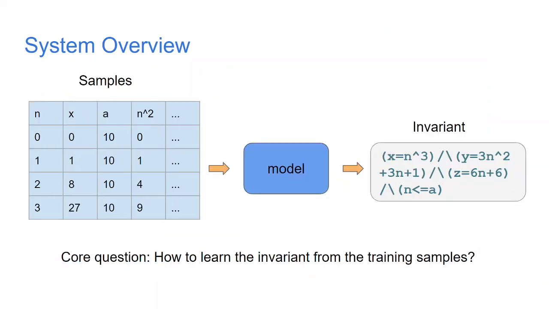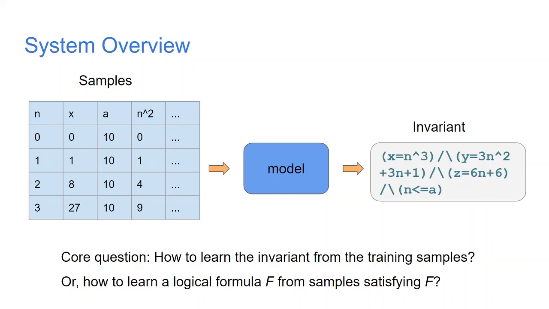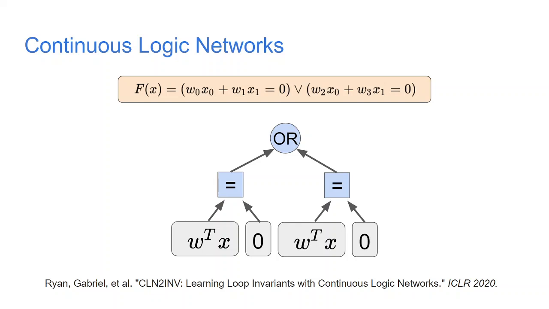The key question our work addresses is, how can we most effectively learn a nonlinear loop invariant given its execution traces? We know that the invariant here is a logical formula, and all these samples from the execution traces satisfy this formula. In other words, the question is, how to learn a logical formula F from samples that satisfy F. We base our approach on continuous logic networks, or CLNs, a neural network architecture from prior work designed for learning linear SMT formulas directly from data. Given the structure of the formula, CLN can learn the weights, or the parameters, here W0, W1, W2, and W3, from the samples that satisfy the formula F.